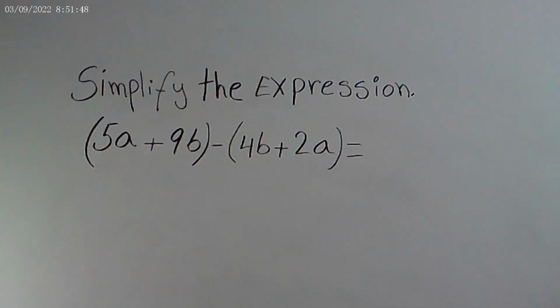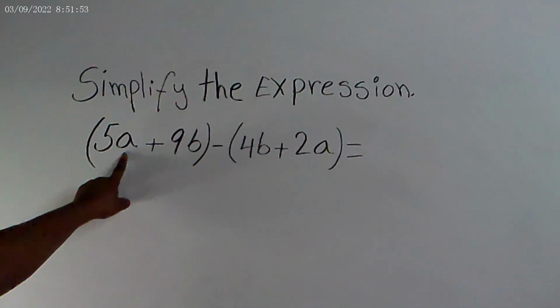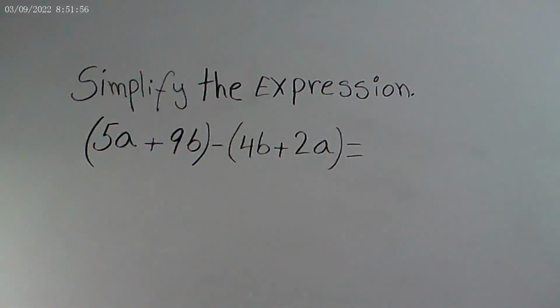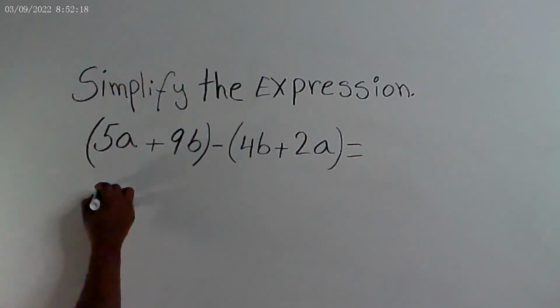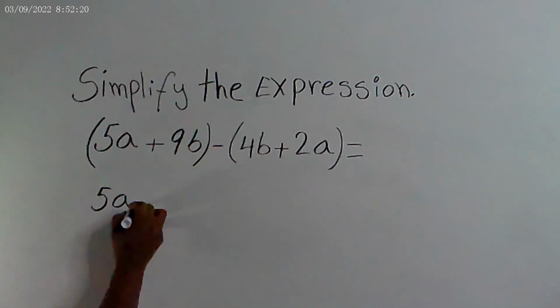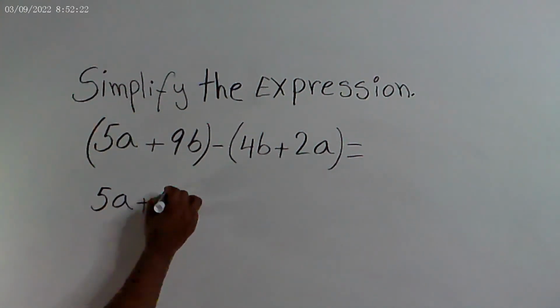So, on this one, we have two variables. We have the variable A and the variable B. So, to simplify that expression, we need to take out the parentheses first, and then we're going to look at which terms are the same. So, you collect them to find the answer. Easy. Let's start. First, take out the parentheses. So we have 5A plus 9B.